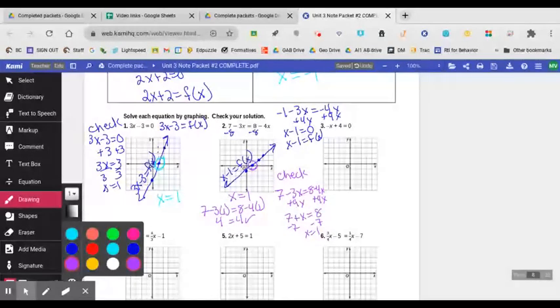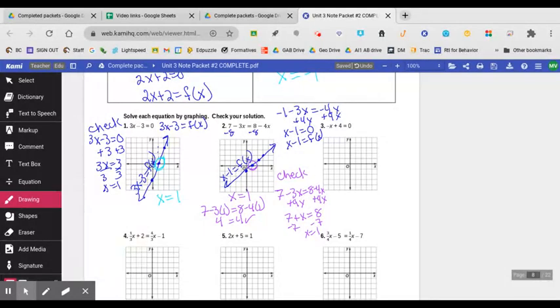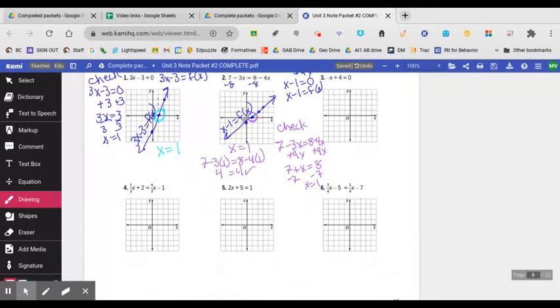Either check is appropriate. So I want you to pause, and I want you to graph and find the solutions to 3, 4, 5, and 6, and then come back.